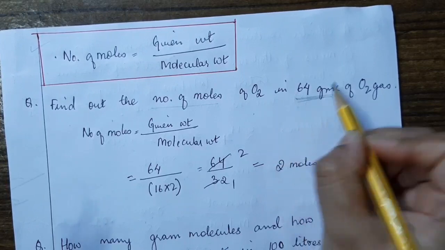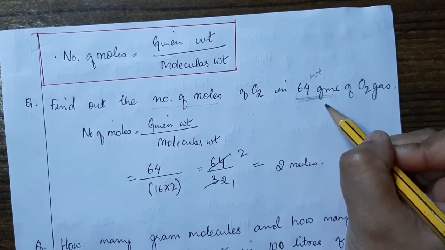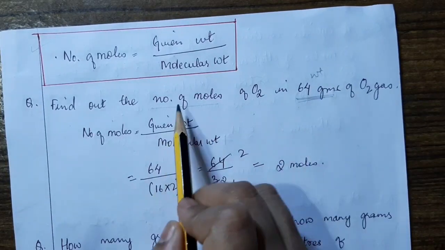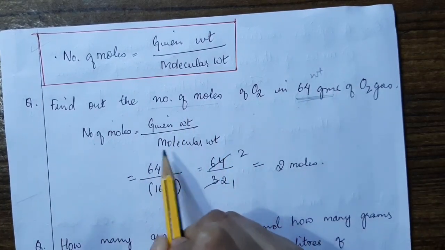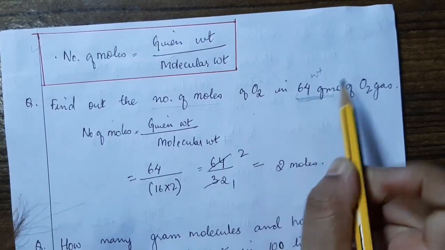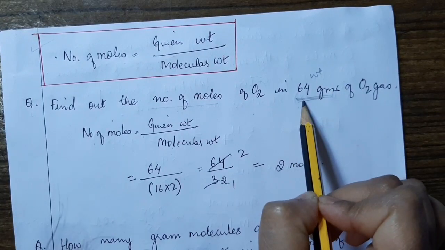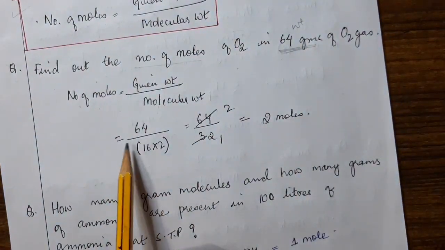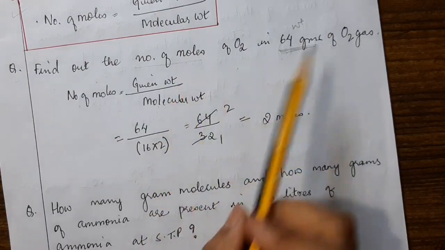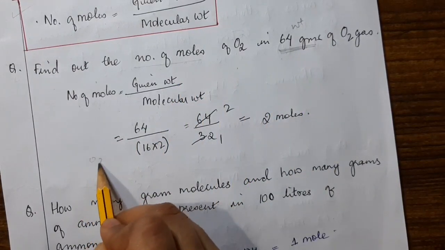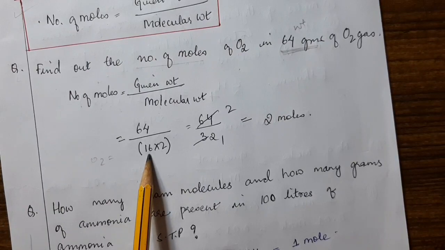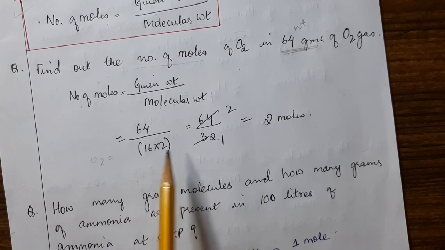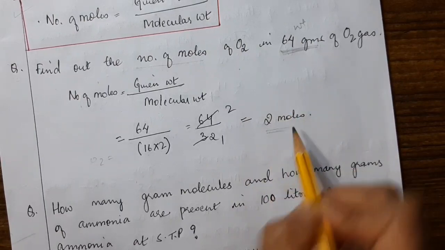64 grams. Weight is given, 64 grams. So you are asked to find out the number of moles. You know the relation: number of moles equals given weight by molecular weight. Weight given is 64, so 64 divided by the molecular weight of oxygen, O2, which is 16 into 2. 16 is the atomic mass for oxygen. 16 into 2 is 32. So you got 2 moles.